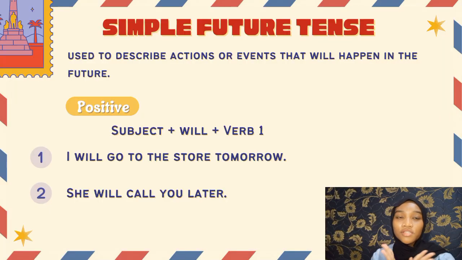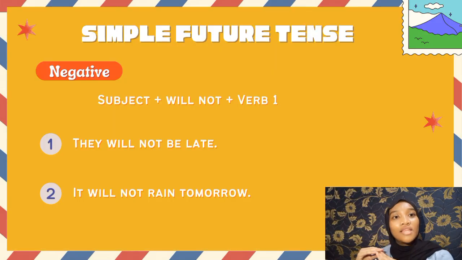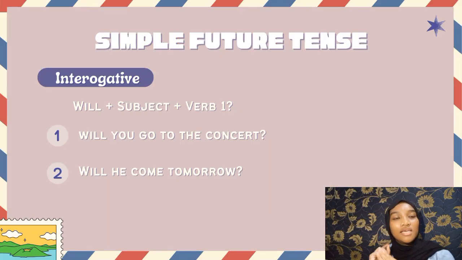Next is simple future tense. The simple future tense is used to describe an action that will happen in the future. For the positive forms, the formula is subject, will, and verb 1. For the negative forms, the formula is subject, will, not, and verb 1. For the interrogative forms, the formula is will, subject, and verb 1.